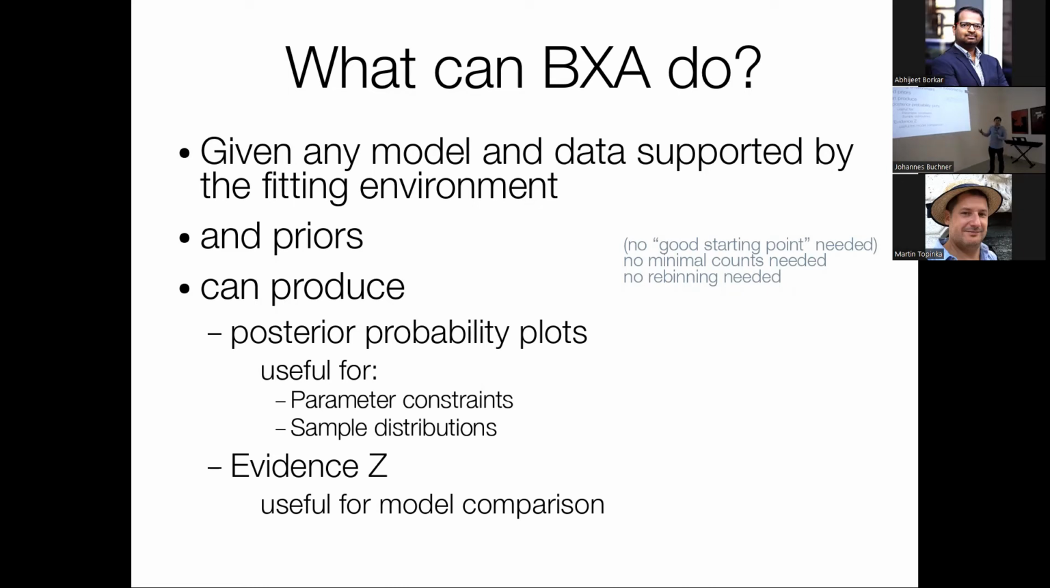The nice thing is you don't need a good starting point, it doesn't care about that. It samples directly from the entire prior. You don't need a minimal number of counts for this to work. I will show that in a second. And you don't need to rebin your data, for example, to minimize it to behave well, because it's just a different style of algorithm.